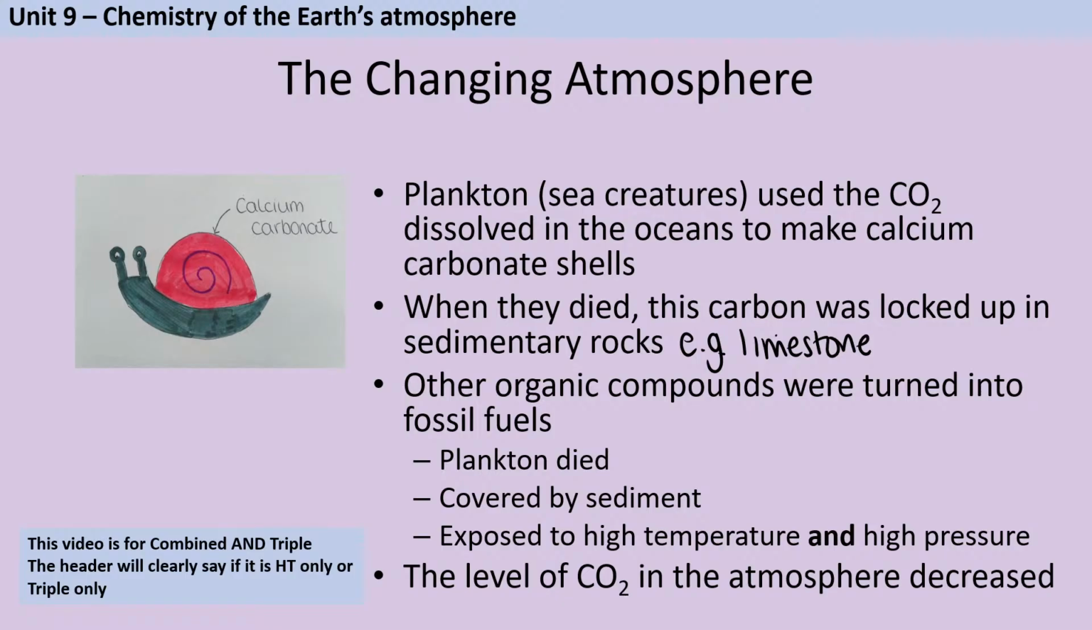So all those plankton, all those sea creatures died, and they had made their shells from those carbonate compounds. And then after they died, they were covered by sediment, so covered by mud and by sand, and they were exposed to high temperature and high pressure, and therefore were turned into fossil fuels. So the animal plankton are what's turned into gas and oil, and then the plant-based plankton and the algae and things, that's what's turned into coal. So again, all of these contributed to the levels of carbon dioxide in the atmosphere decreasing.